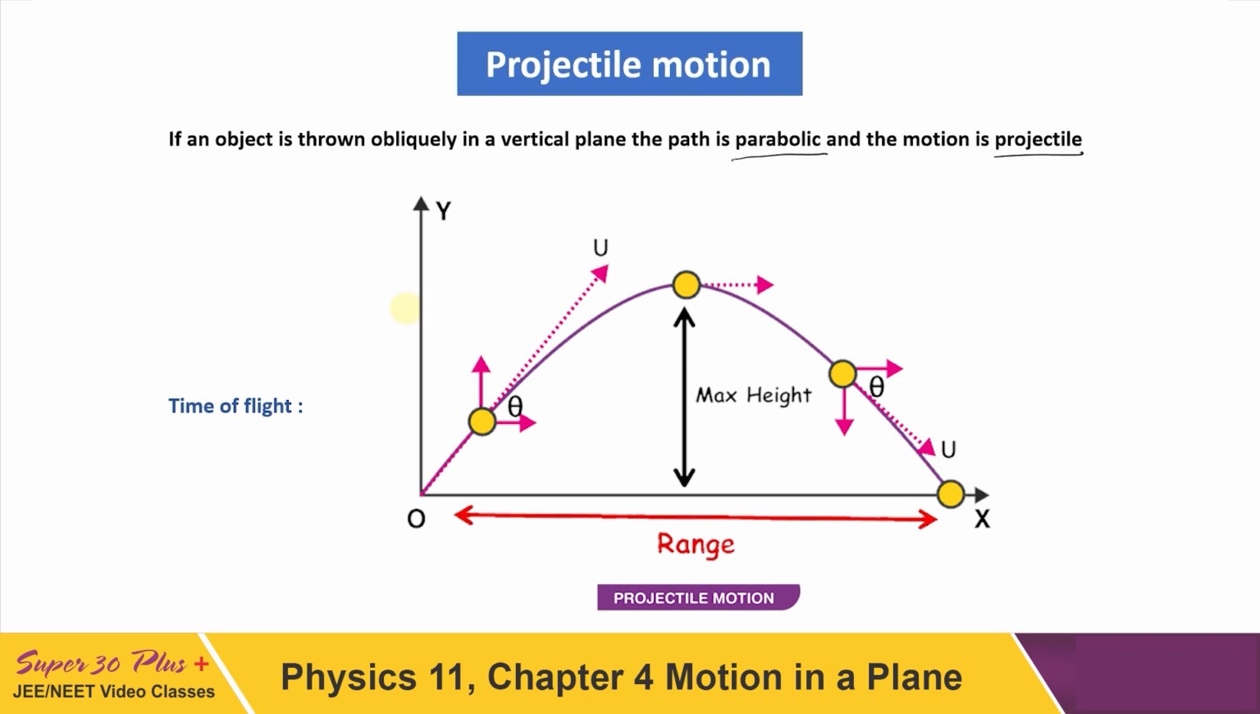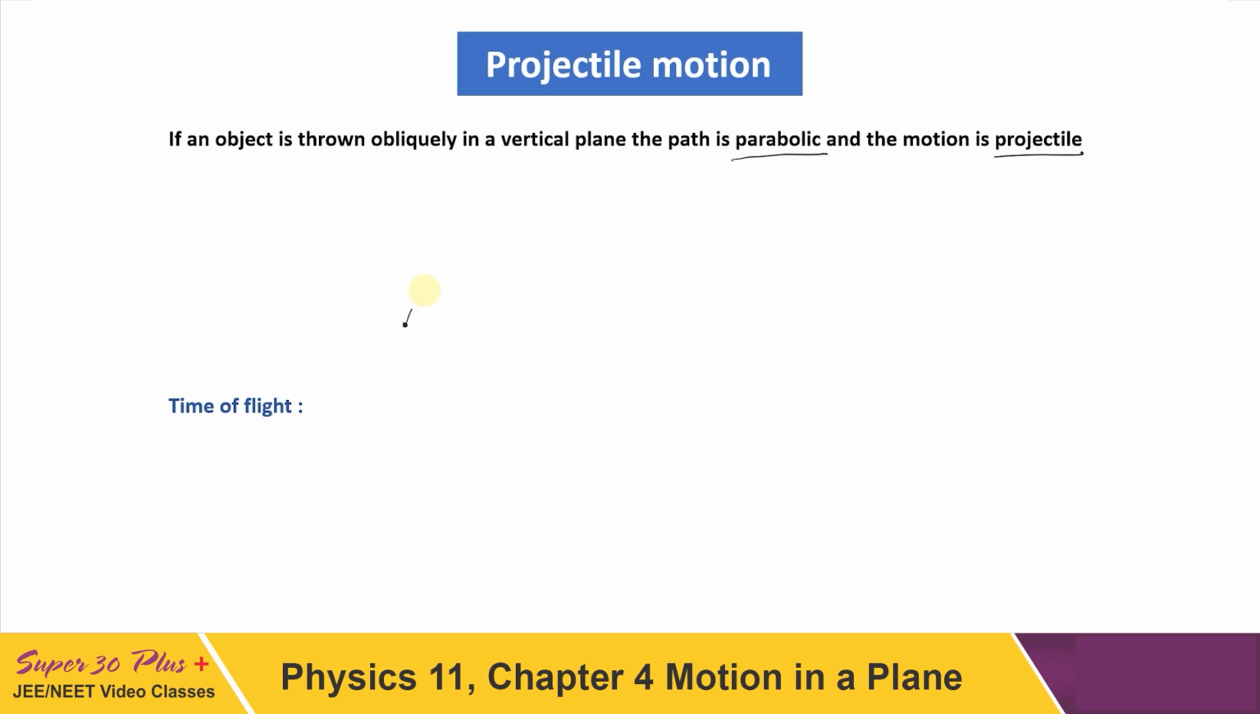So let us draw the situation here. From this point, an object is thrown with initial velocity u at some projection angle theta to the horizontal. So it will move in this kind of parabolic path and will reach the ground at some distance at the same horizontal level. Of course, g is the same throughout the motion we are considering.